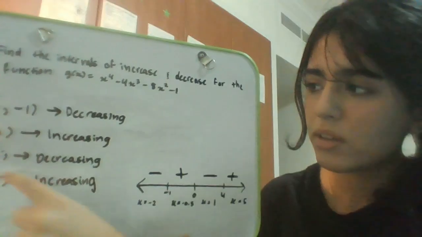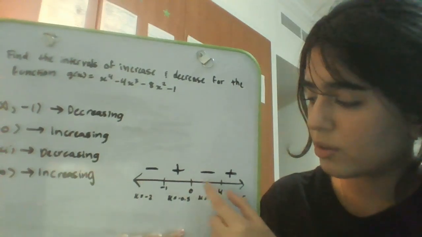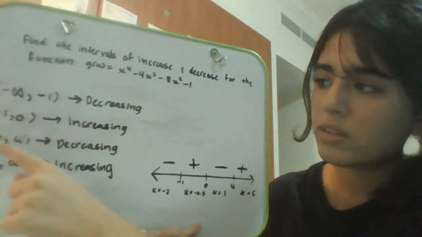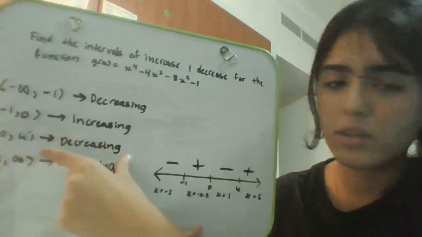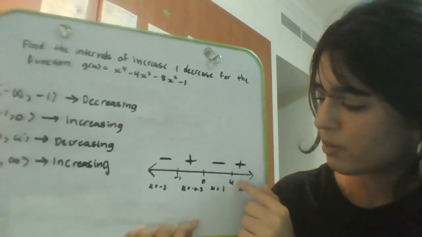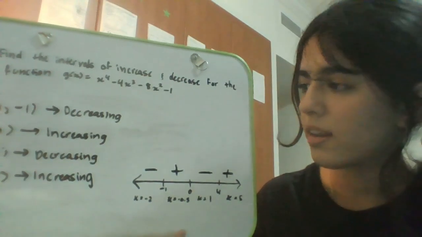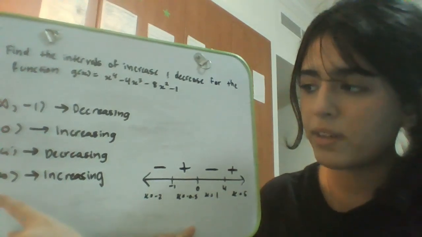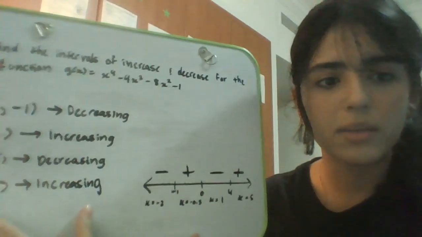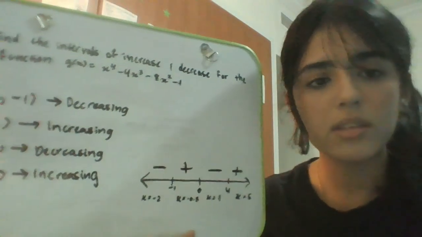Third, we have the interval from 0 to 4. Putting it in interval notation, that means this is decreasing. And from 4 moving to the right, that means the number is getting bigger and bigger. That makes it from 4 to infinity, the graph is increasing. Okay, so that's this question solved.